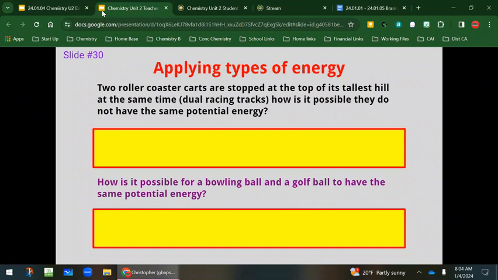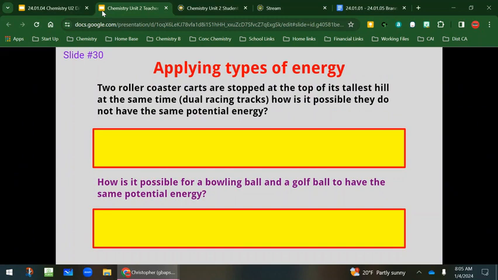Potential energy. More height. Neither of them are moving. The golf ball has to have more height. The golf ball has to be higher above the ground than the bowling ball is. Okay? So just like the lineman and the baby could have the same kinetic energy, but the baby would have to be moving how compared to the lineman?